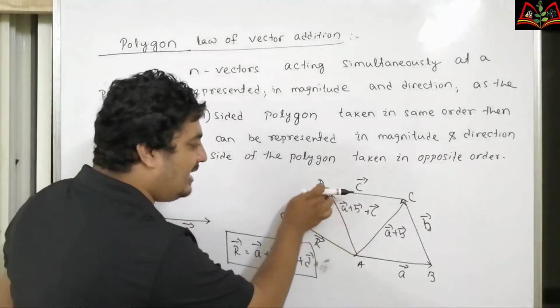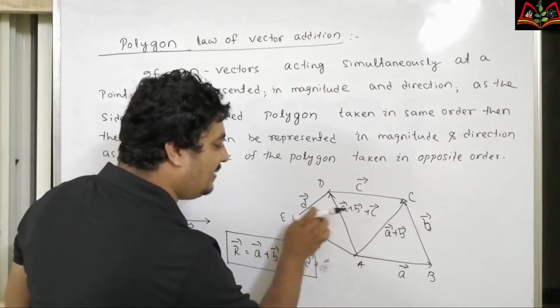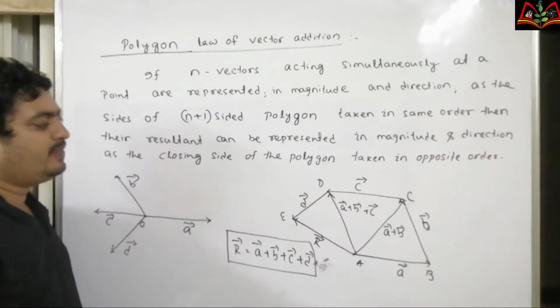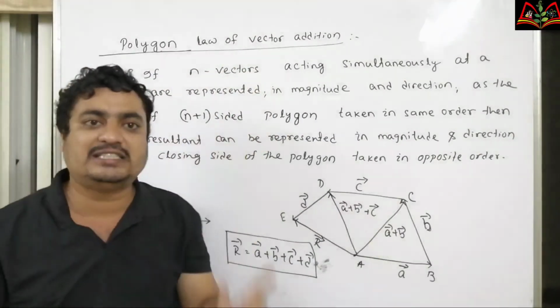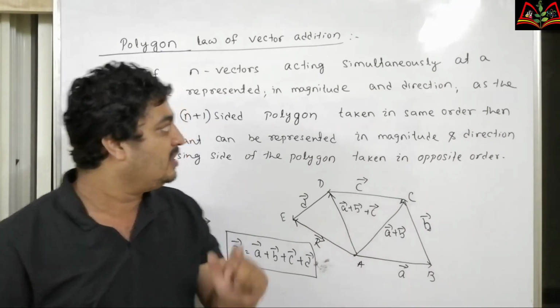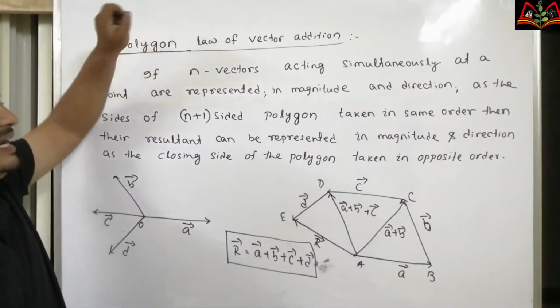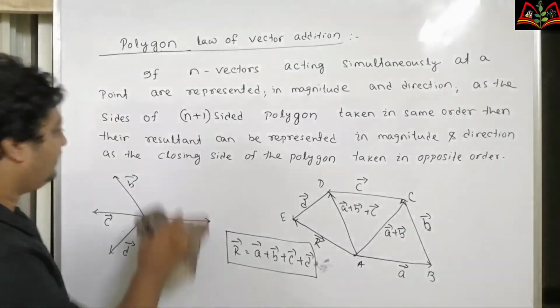Like that. AD plus D gives A. So A plus B plus C plus D equal to R. So polygon law is just the extension or generalization of triangle law of vector addition. So polygon law is the generalization of triangle law of vector addition.